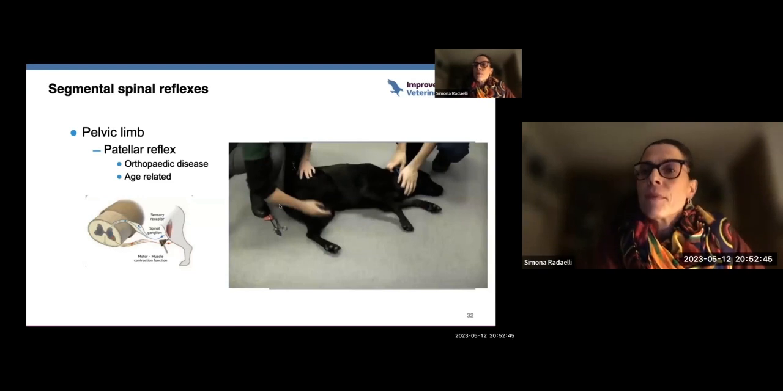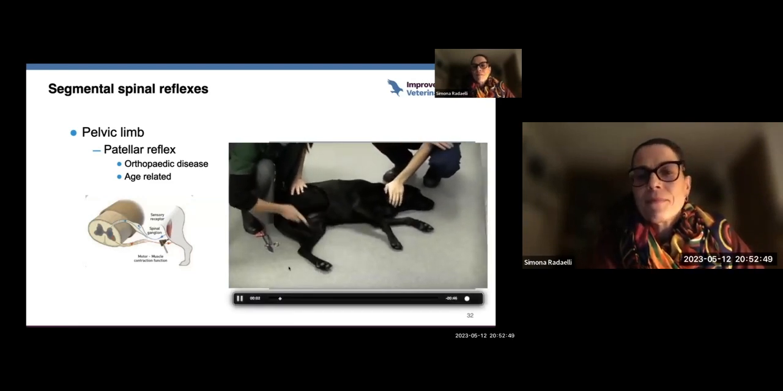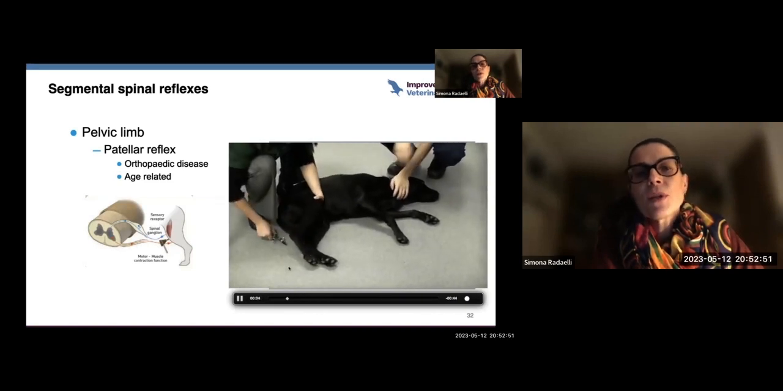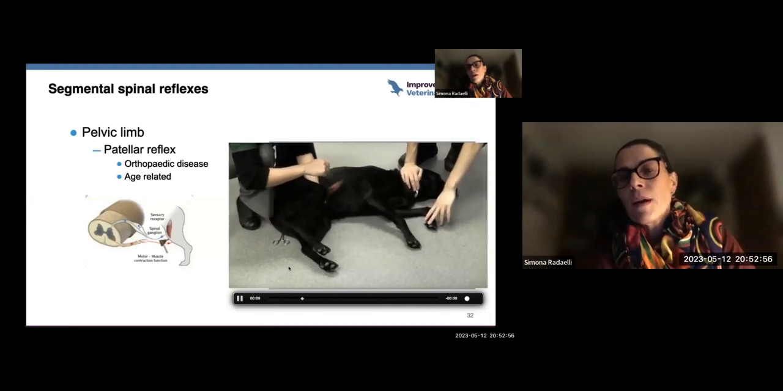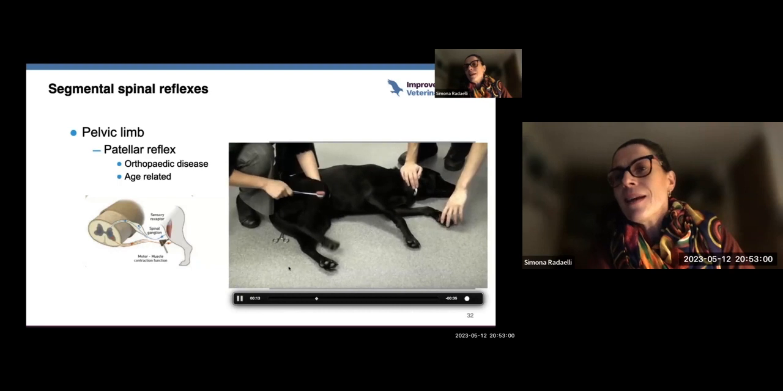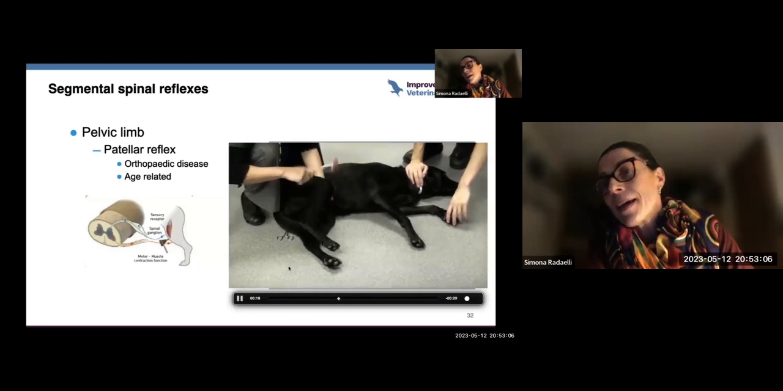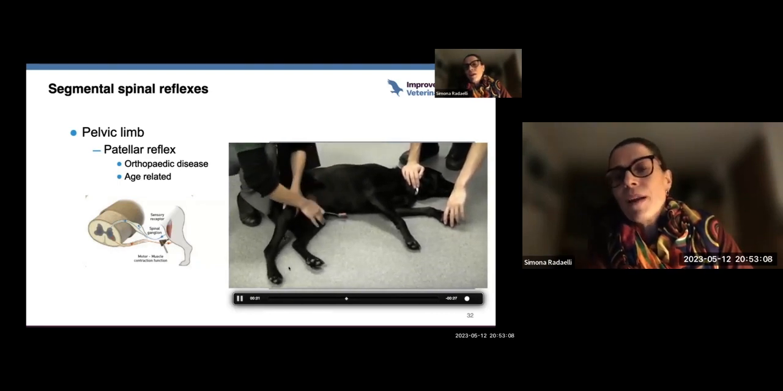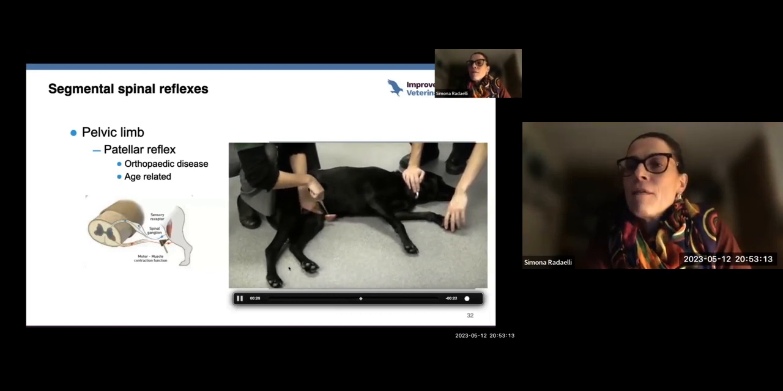The other is the patellar reflex. We have to use the long part of the hammer. We try to localize the patellar tendon and gently hammer it, and then the leg should kick. That's a normal patellar reflex. We test the femoral nerve, L4, L5 spinal cord segments.